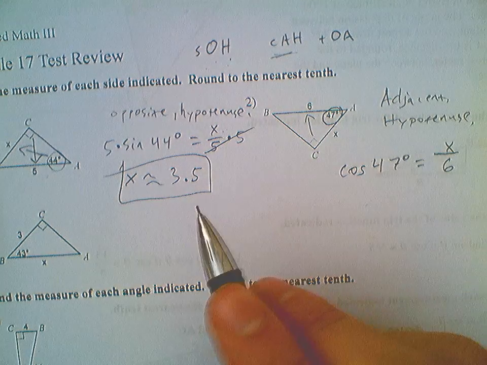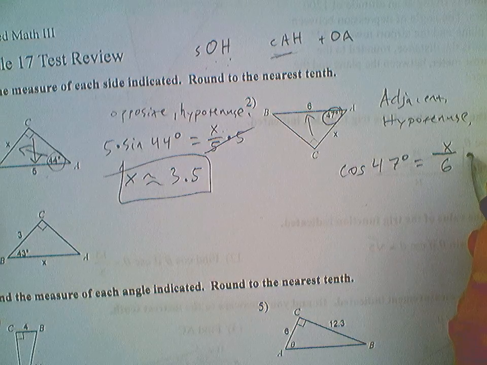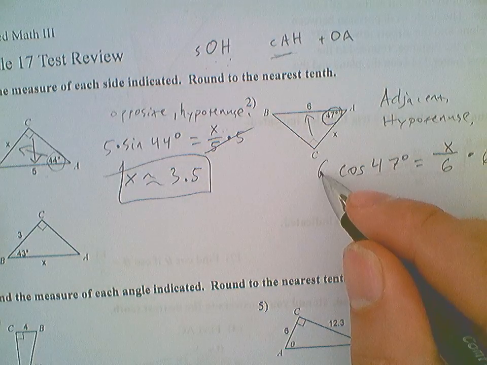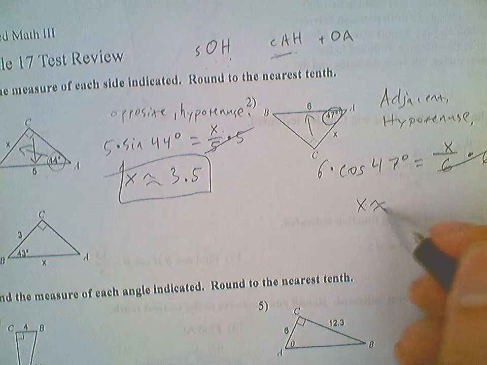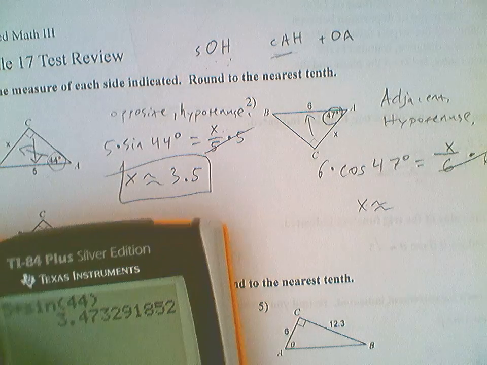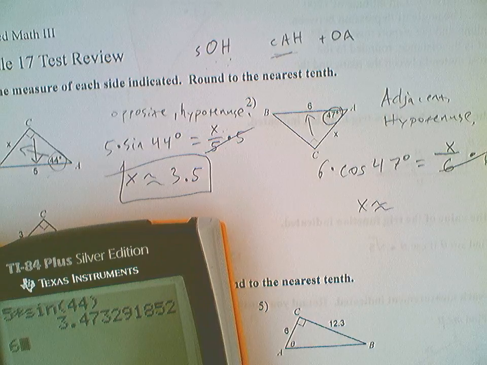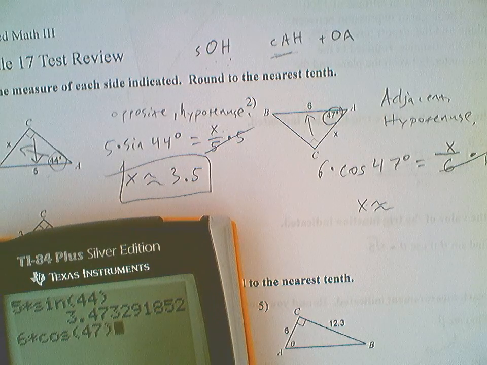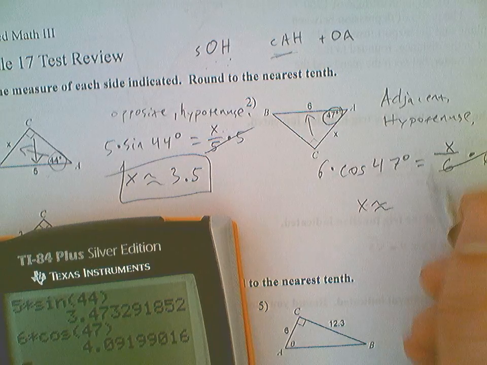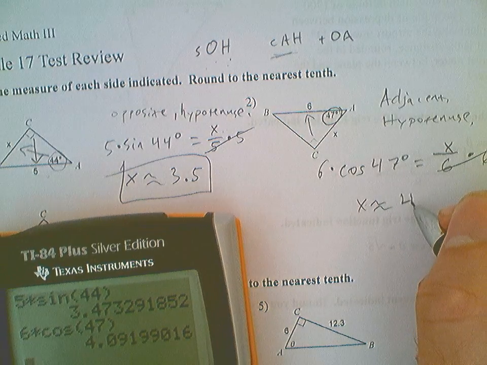So similar sort of setup as number 1. So I'm going to solve it the same way. I'm going to multiply both sides by 6. We'll see what x is. So 6 times cosine of 47. So x is about 4.1.